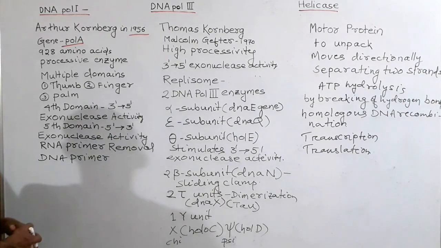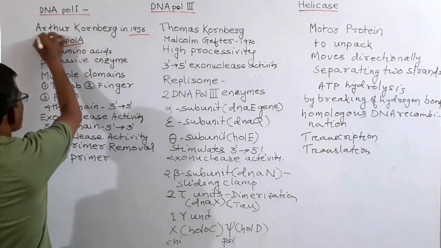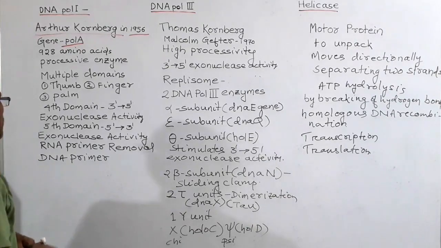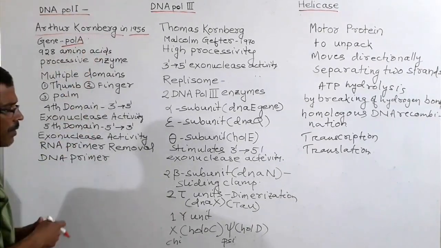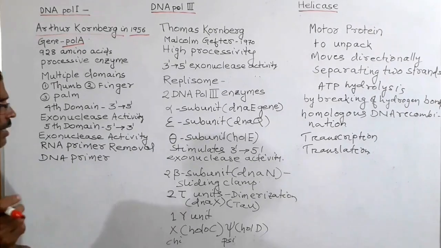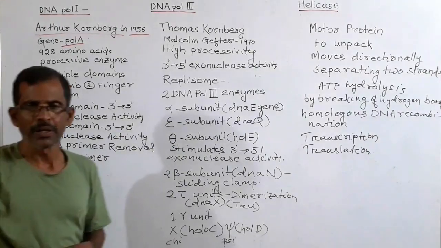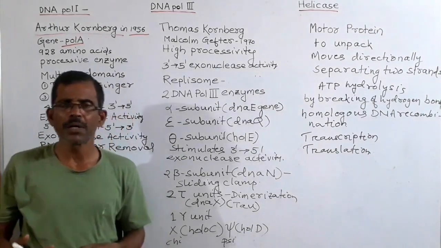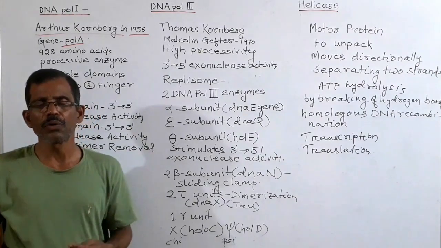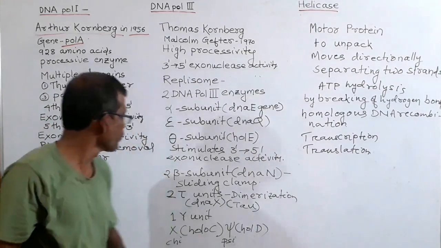DNA polymerase 1 was discovered in 1956 by Arthur Kornberg. This enzyme is encoded by the gene known as Pol A. This enzyme consists of 1928 amino acids. It is a processive enzyme. That means DNA polymerase 1 catalyzes the addition of several nucleotides one after one at a time. That is known as processivity.